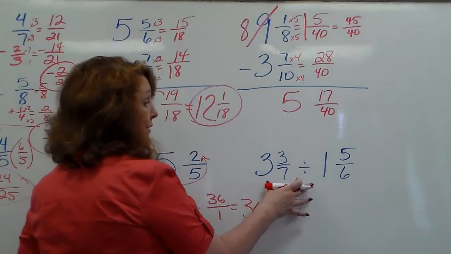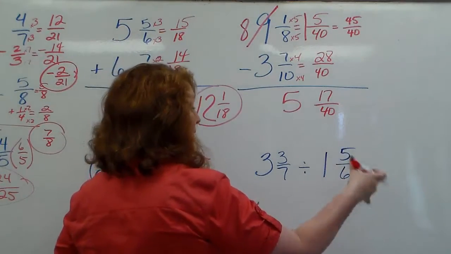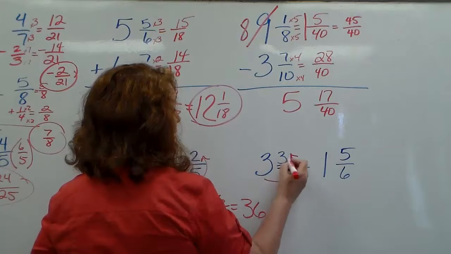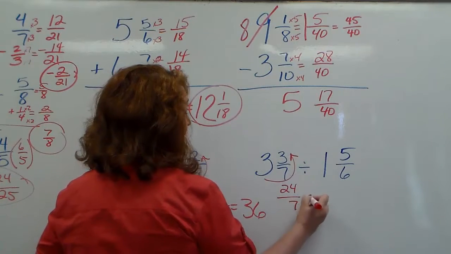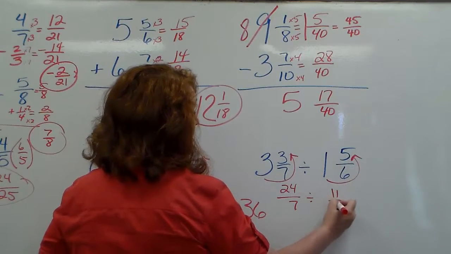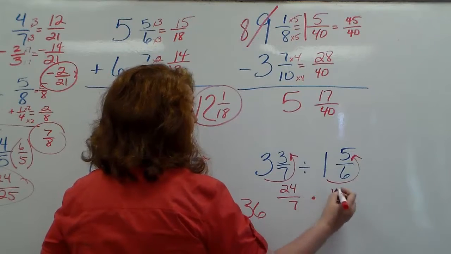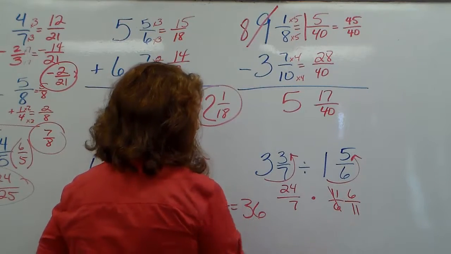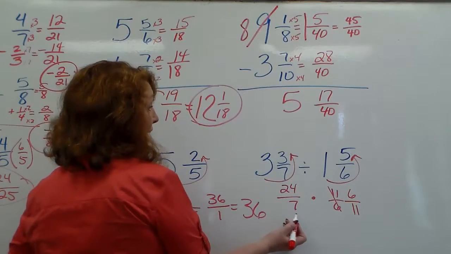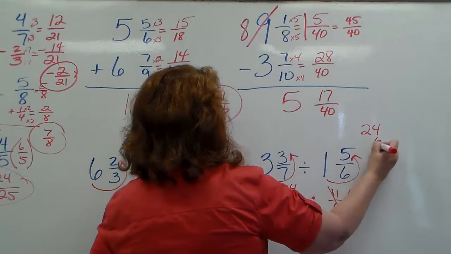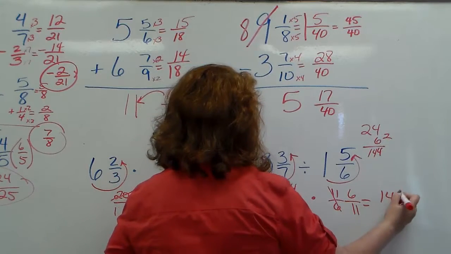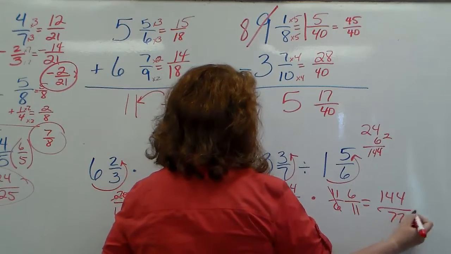Again, I have to do the circle thing for division. I can't flip it and multiply until I've got my improper fractions. So doing the circle thing, that's 24 over 7 divided by 11 over 6, which is really times 6 over 11. Now in looking diagonally, I have nothing I can cross cancel, so I actually have to do 24 times 6, which is 144. So I have 144 on the top and 77 on the bottom.